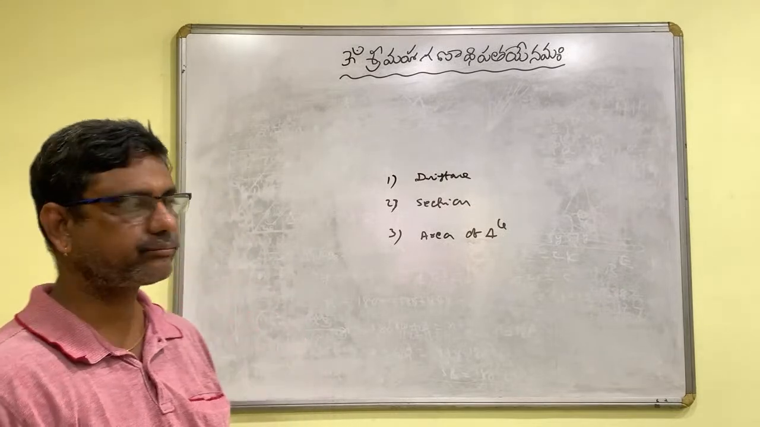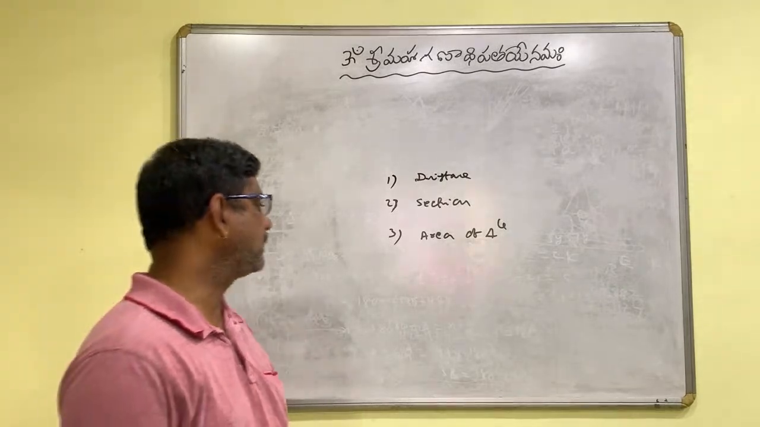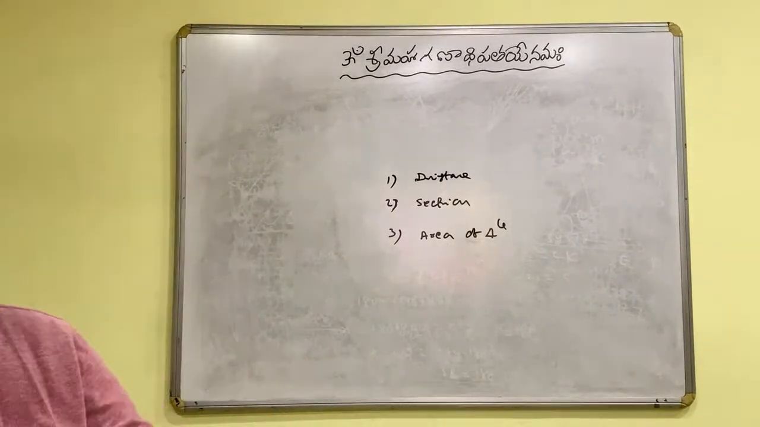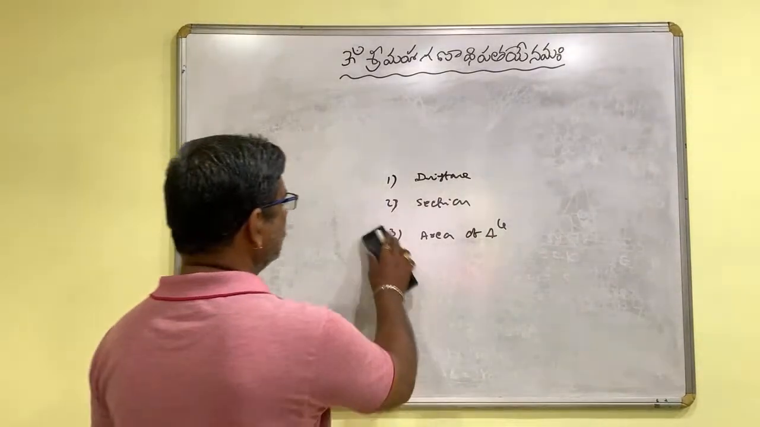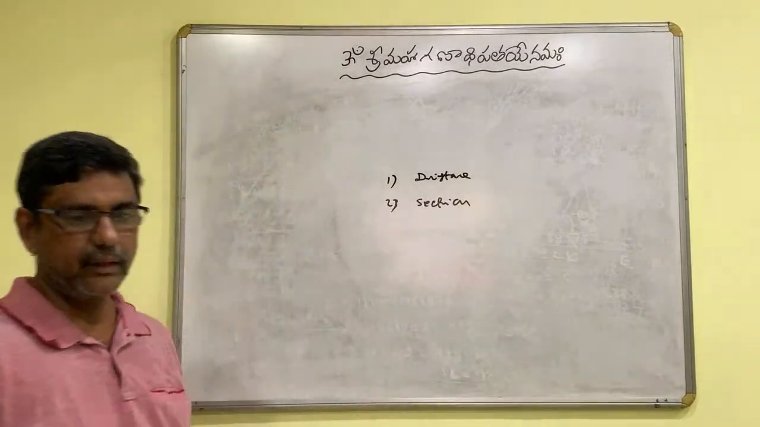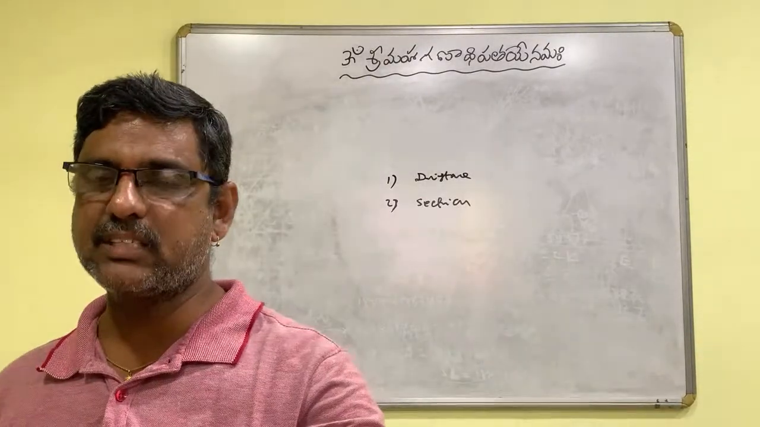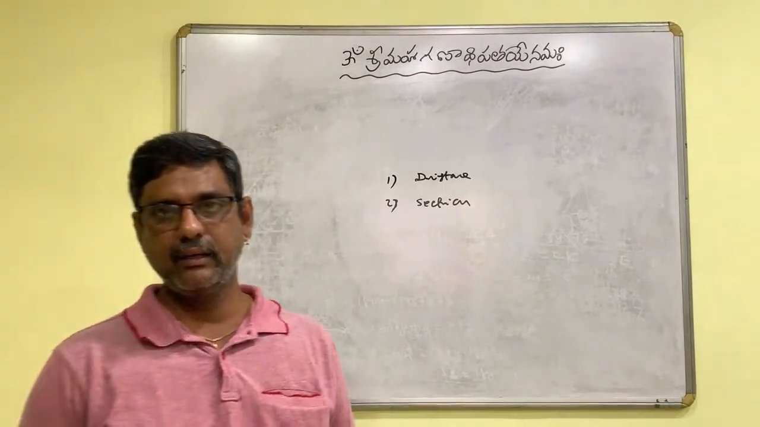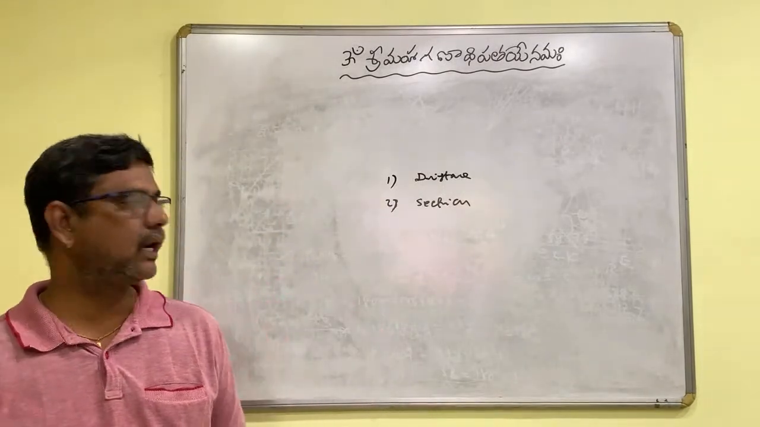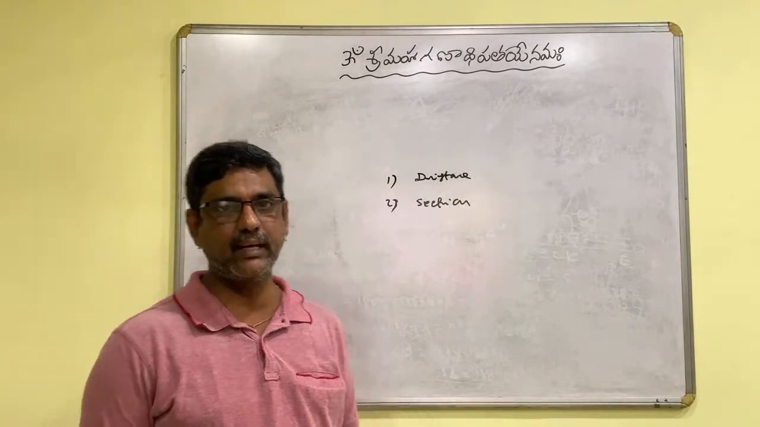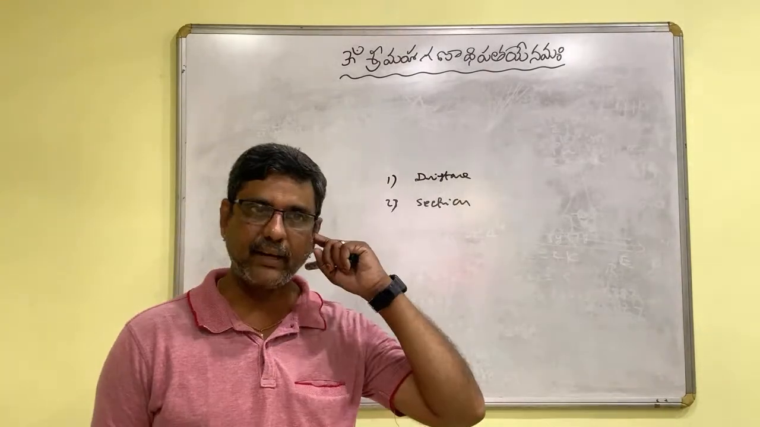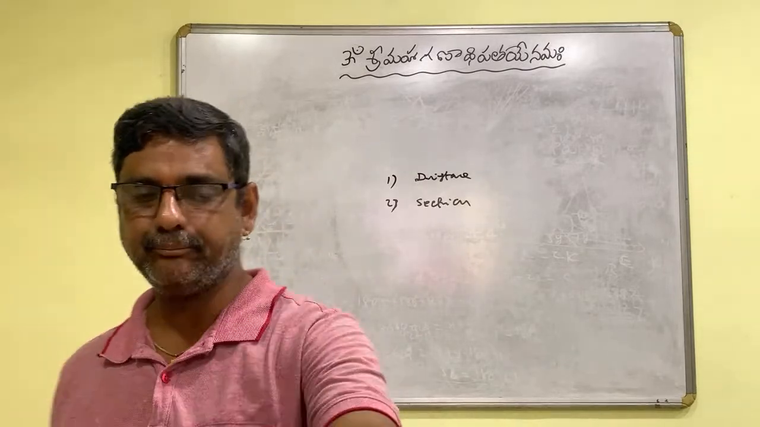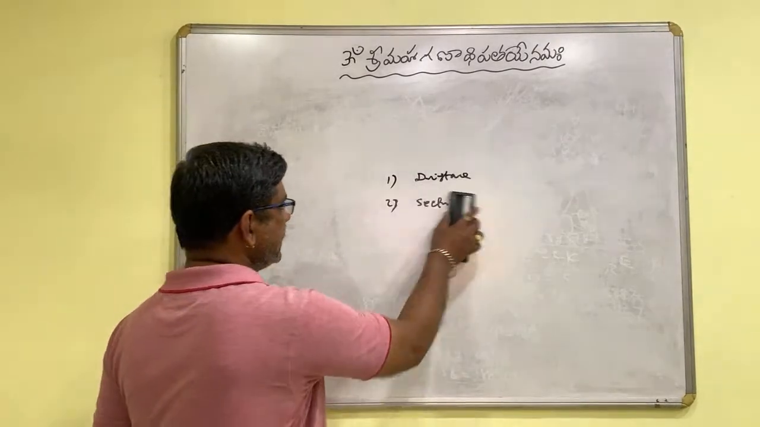Okay, but from 2023-24 this was taken out. Area of triangle formula was taken out. So now in coordinate geometry you have only 2 concepts. One is distance formula, the other one is section formula. Okay na?